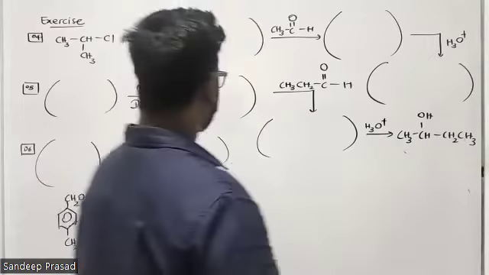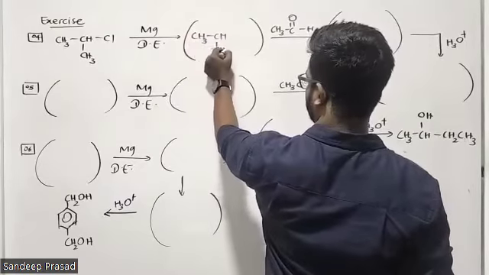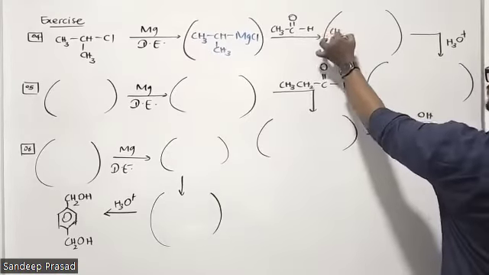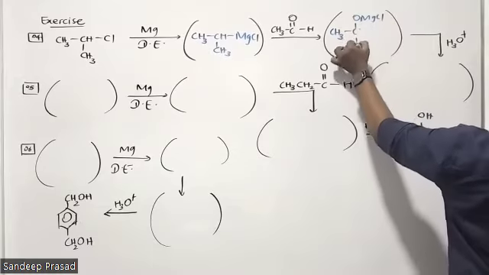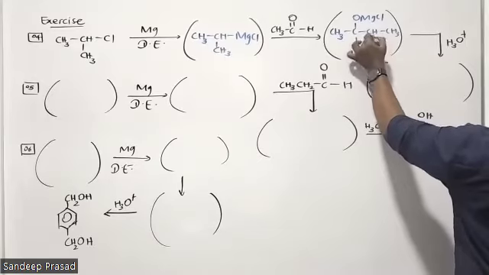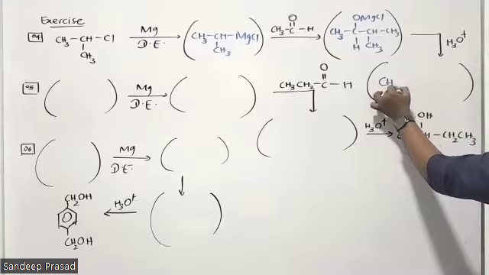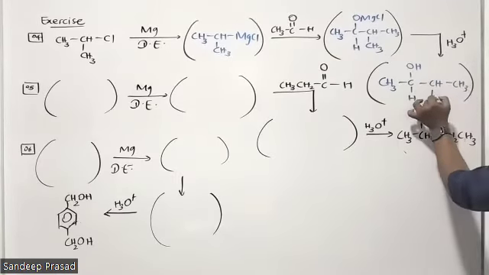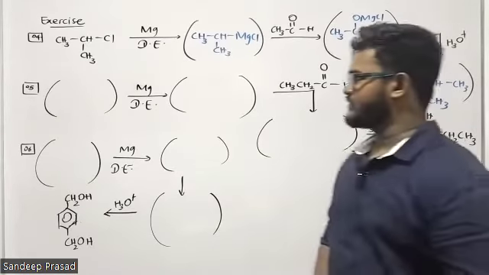So the fourth one can be completed like this. CH3, CH, in the Cl. Like this, and H2O plus is added. So therefore CH3, OH, H. Right? So this is the fourth one, because these things are very easy. Yeah?